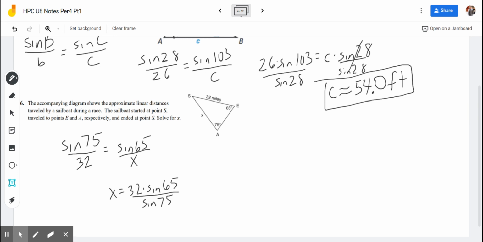And what I would suggest, guys, is don't round all these values in between. Just do it all in one shot. That'll give you the most accurate answer. And this is going to be about 30.02 miles. I don't know why I did it, but I did it at 2 decimal places in my answer key. All right. So those are 2 problems applying the law of sines.